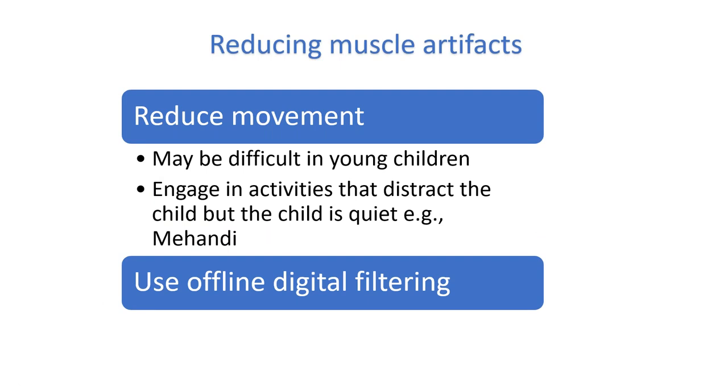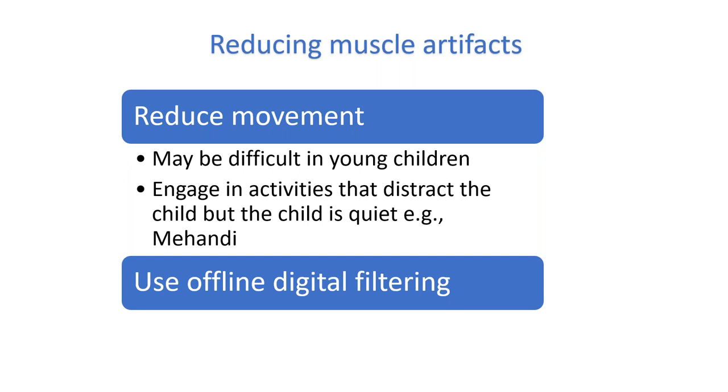Now coming to the muscle artifacts, how do we eliminate those? Like I said, the best thing is always to reduce the movement. Reducing the movement is easy in an adult, we can say, sit quietly or lie down quietly and don't move. Whereas if you're doing it in children, it becomes difficult. So generally we use some activity to engage these children, to make sure the child is alert but quiet. We need to be very careful while choosing these activities.